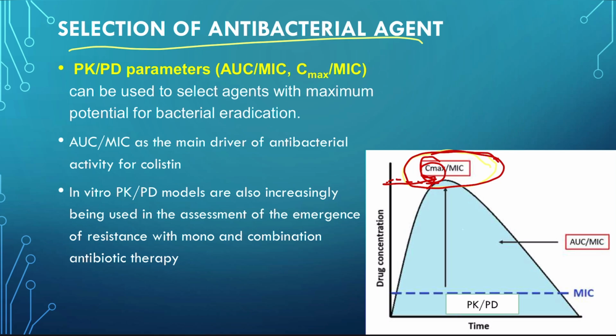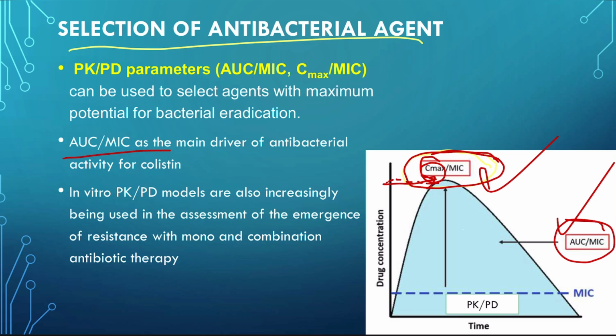The minimum inhibitory concentration is already known, that is the minimum concentration which is required for the inhibition of bacterial growth. And then next we have AUC by MIC. AUC means the area under the curve, which relates to the extent of absorption of the particular drug, divided by the minimum inhibitory concentration. So these are the two parameters which are used and selected for finding out the antibacterial effect of the drug.